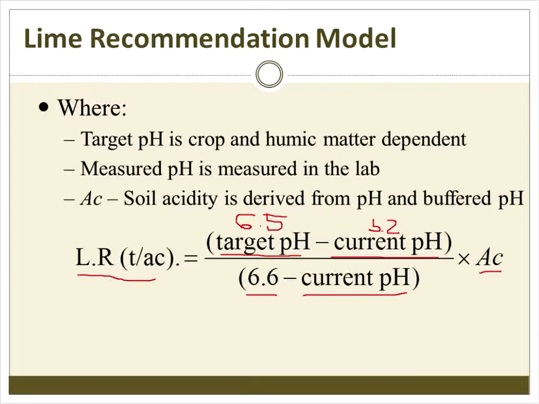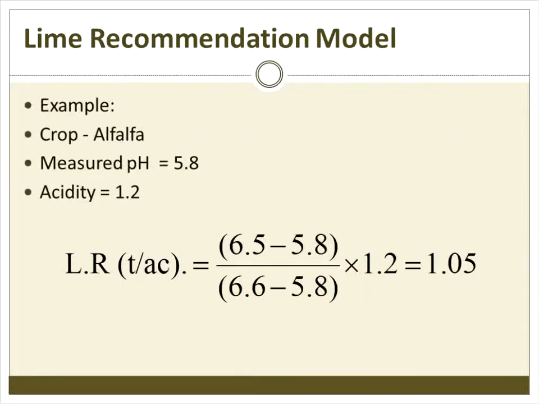I can't actually remember what the number is on the next slide. Well, let's just go to the next slide. So here we go. So our target pH, our crop is going to be alfalfa, so there's our 6.5. Our measured pH is just 5.8 right there.